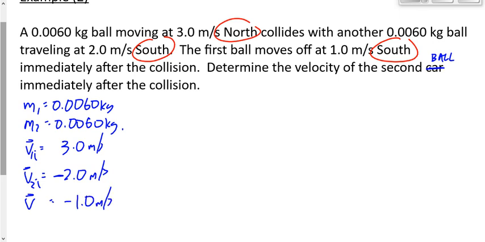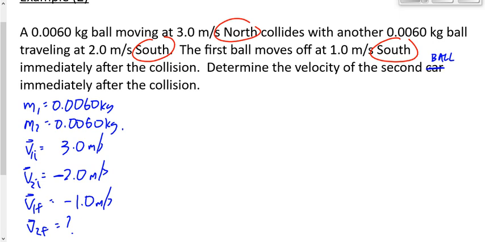Is that negative 1? The first ball moves off at negative 1. Is that v1 or v2? 1. I or F? This is F. This is the final velocity of the first car. What are we looking for here? The velocity of the second car, that's going to be v2.